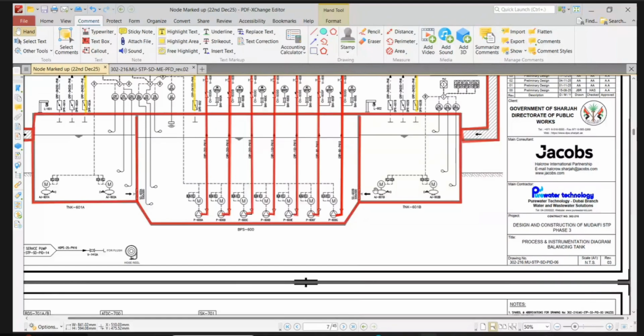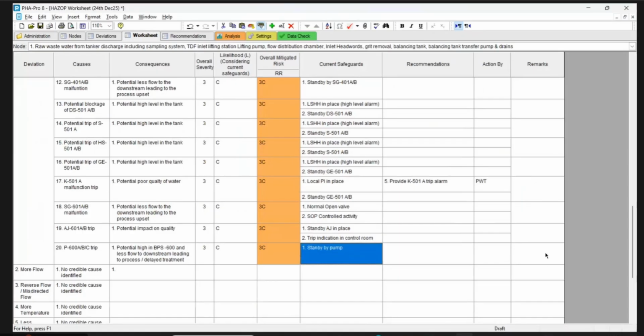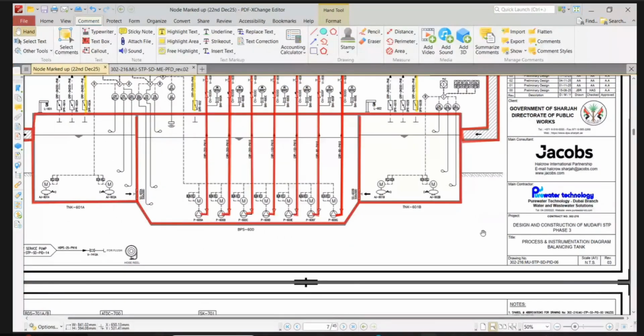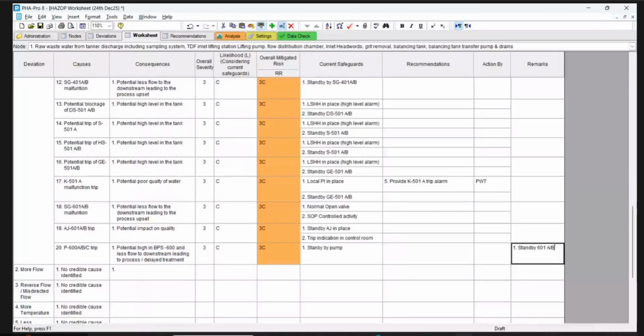Yeah, I cannot take it. Okay, but I want to record some standby. I want to record here. How to record? Because you have standby available. Just standby, that is for maintaining. Yeah. Standby tank 601 A and B. 601 A, B. Yeah.